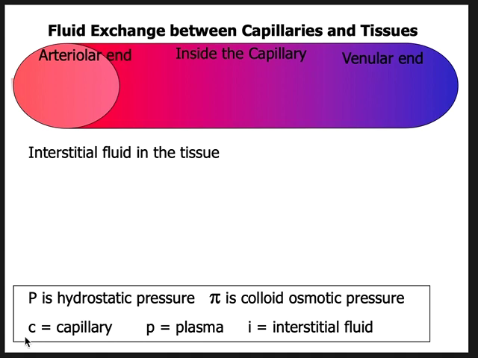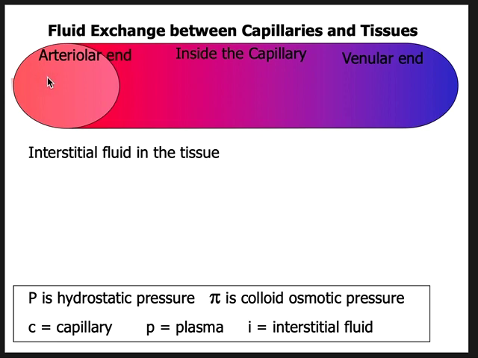Okay, at the bottom, we have P, capital P. That's the hydrostatic pressure, and you need to state if that's for the capillary or the interstitial fluid. Next, we have our pi, which represents the colloid osmotic pressure, right? And we would say is that the colloid osmotic pressure due to the plasma, or is it the colloid osmotic pressure due to the interstitial fluid?